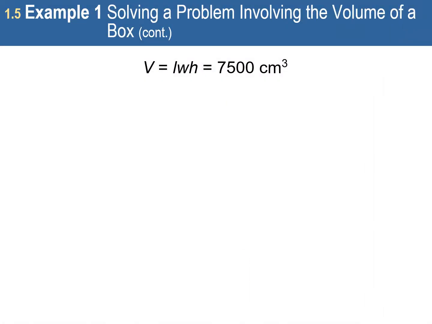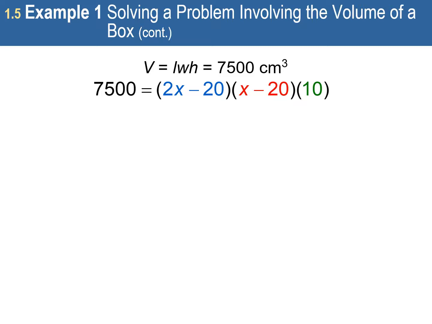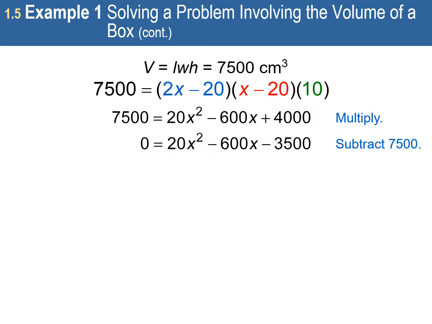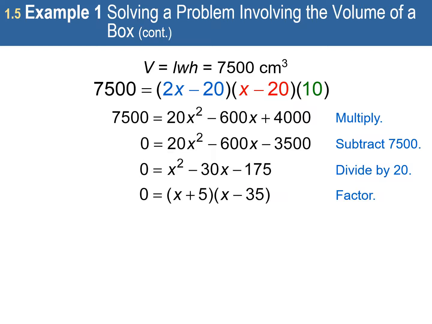So the volume is length times width times height, which is 7,500 centimeters cubed. So 7,500 is 2x minus 20 times x minus 20 times 10. I want to FOIL this out, multiply this out, and then put my equation in standard form. And go on and divide through by 20. Simplify this as much as you can. So I have x squared minus 30x minus 175 is equal to 0.